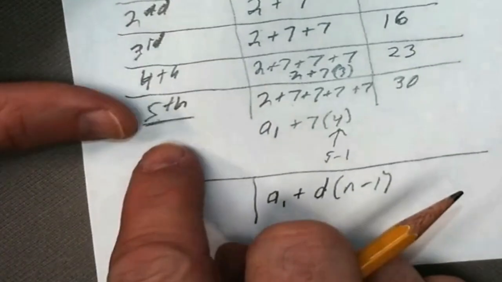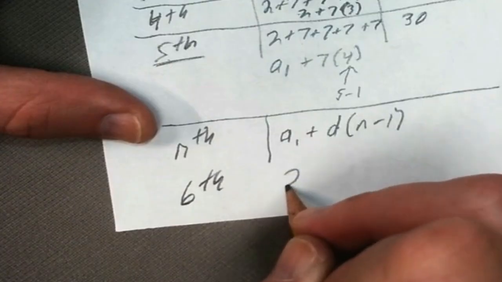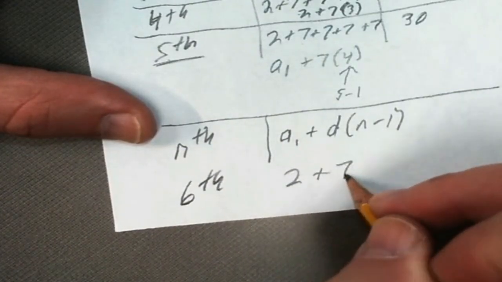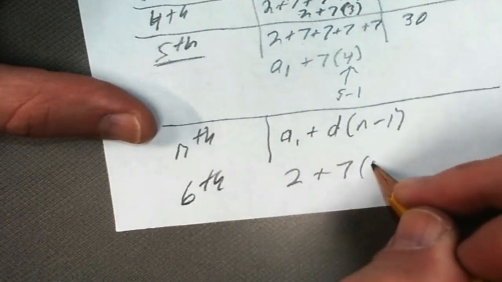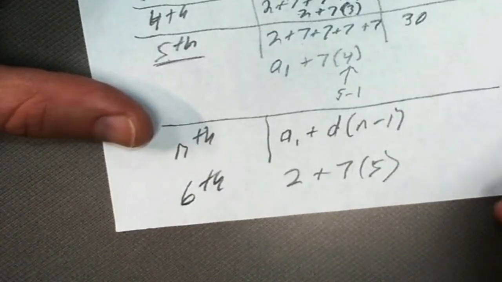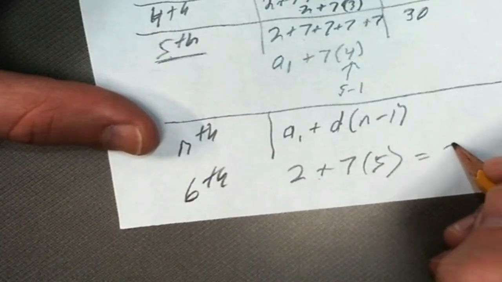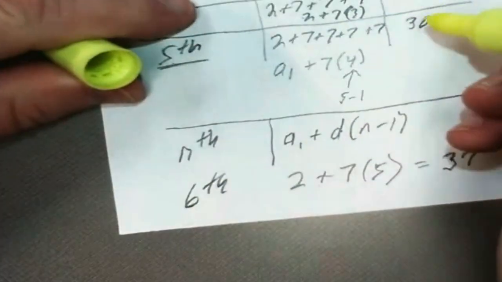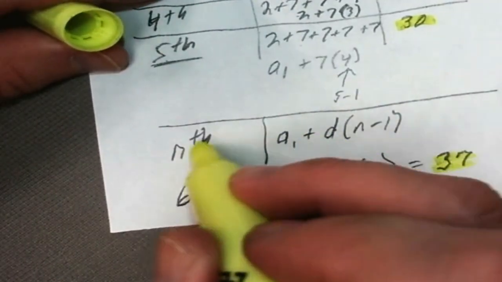So let's see if that works for the sixth term. The sixth term would be 2, because that's what the first term is, plus 7, the common difference, times n minus 1, 6 minus 1, times 5. So 2 plus 7 times 5 equals 37. Would that be the next term? Yeah, look, this was 30. The next one will be 37. So this formula works.